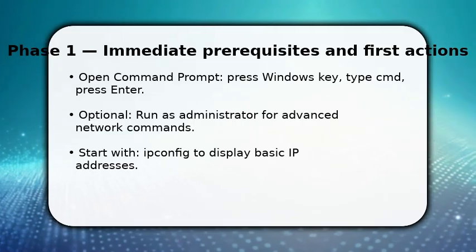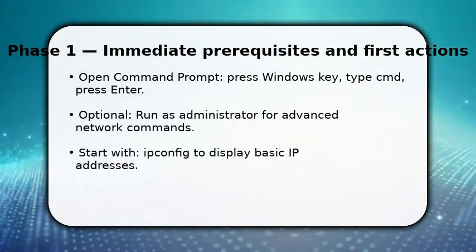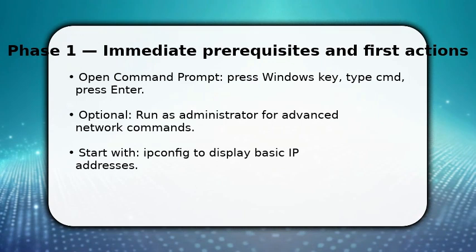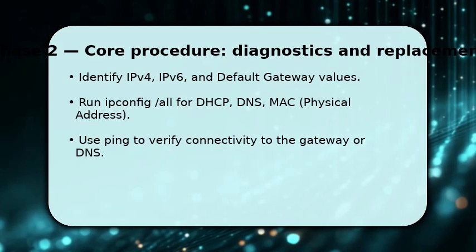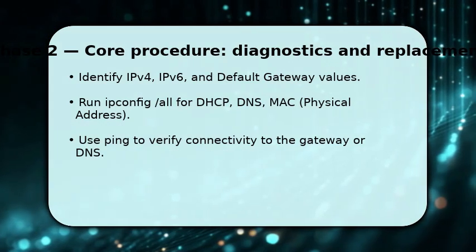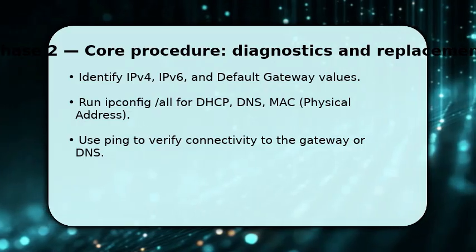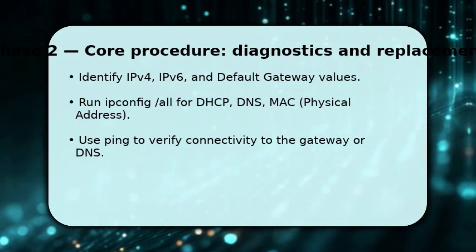If you need elevated details, run Command Prompt as administrator before continuing. Once done, study the ipconfig output. Find the IPv4 address for your device and the default gateway for the router. You should also check the DNS servers shown. They tell where name queries go.